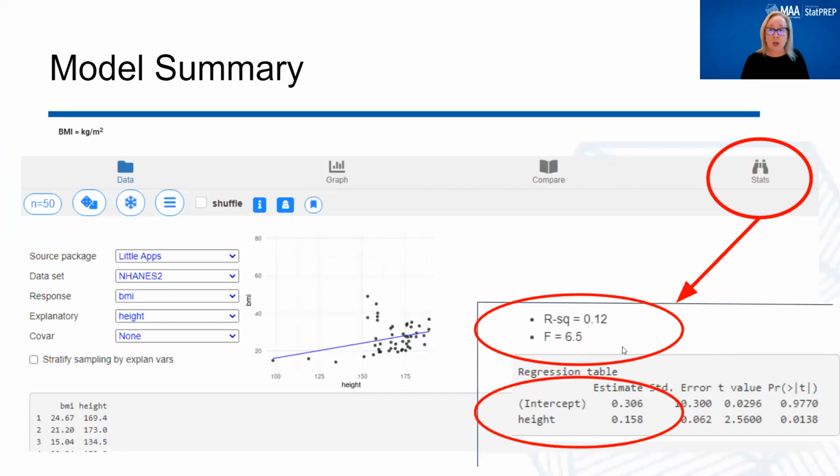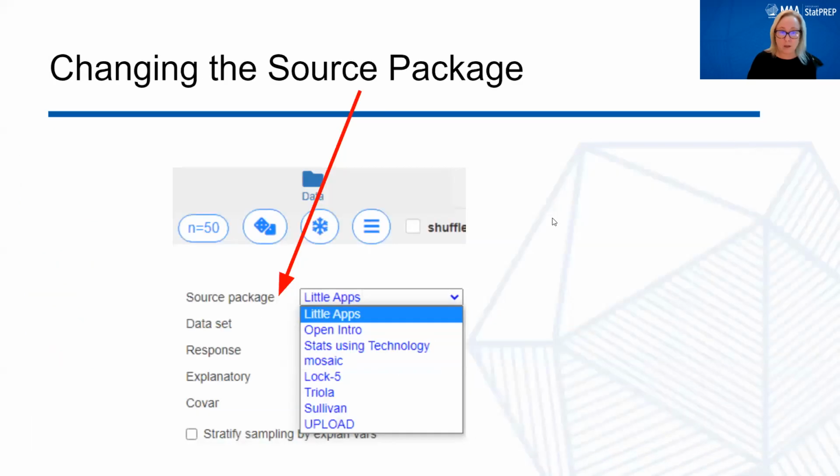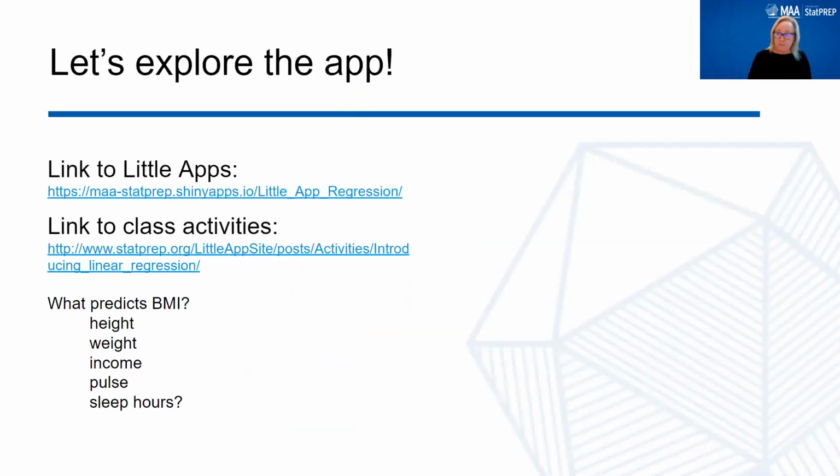You can click over here on the stat button and get your model summary, which is your intercept. This is your slope. Here's your explanatory variable, your R squared, and your F statistic. And you can also change your source packet. So let's explore the app.